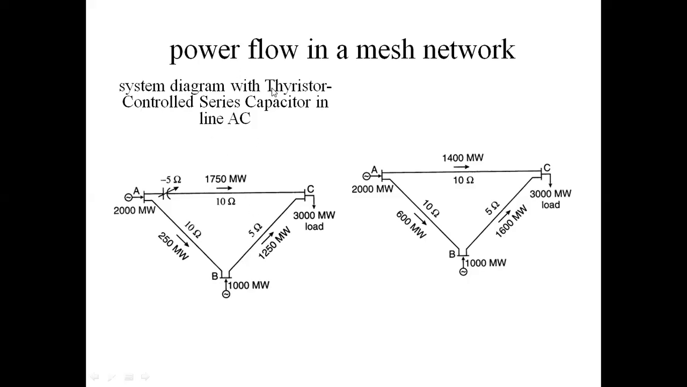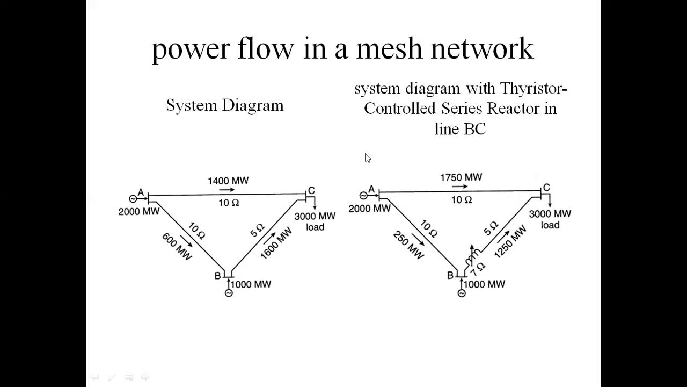This is one type of control, TCSC, thyristor controlled series capacitor. Now I will explain another controller, power flow in mesh system. This is the system diagram with a thyristor controlled switched reactor in line BC. In this circuit, normal power is 1400 megawatts flowing from A to C, 600 megawatts from A to B, and 1600 megawatts from B to C.